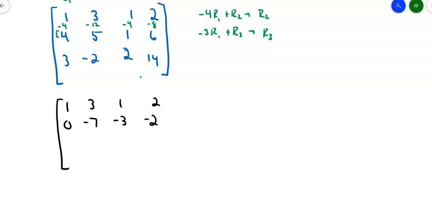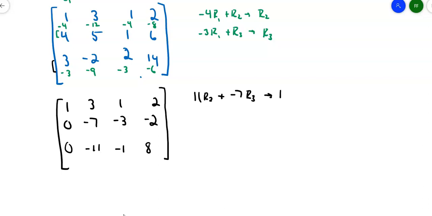All right, now take negative 3 times row 1. So negative 3, negative 9, negative 3, negative 6. All right, add these two things together. That gives me 0, negative 11, negative 1, 8. Okay, now what? Now I think I'm going to have to take a combination of these two to get rid of the negative 11 that's down the bottom. Let's do 11 times row 2 plus negative 7 times row 3. Answer goes in row 3.